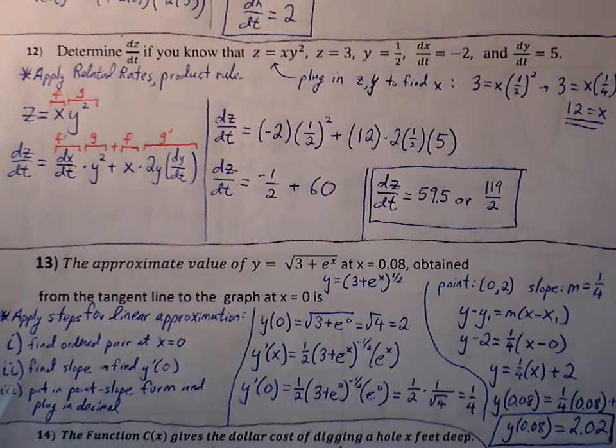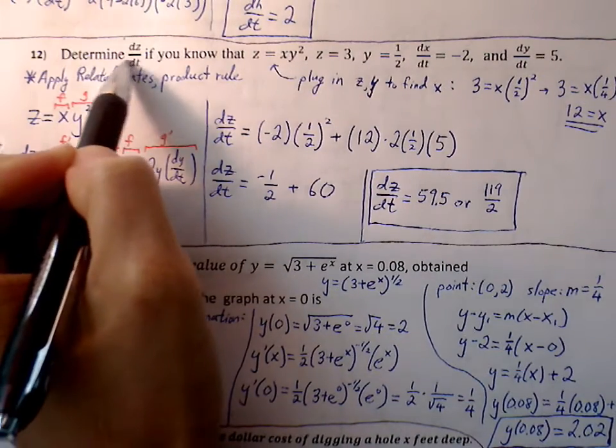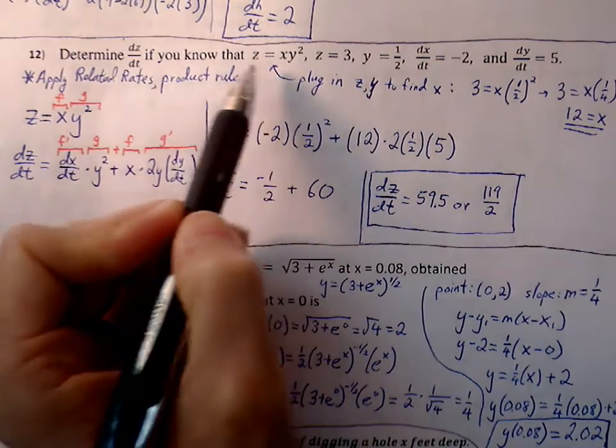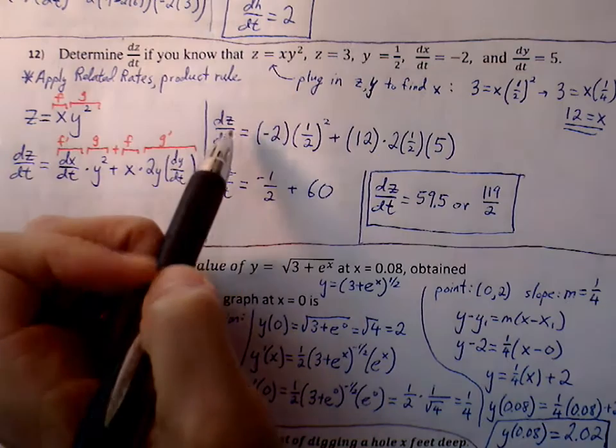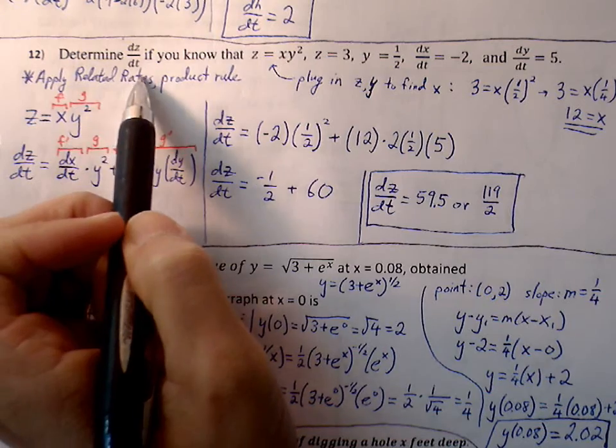All right, number 12, again, this is related rates. We see dz/dt. We know that z equals xy squared. We have all these values given to us, and we want to find dz/dt.